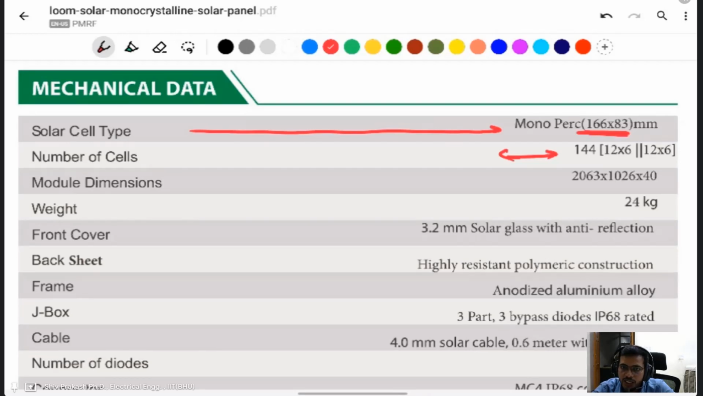Input power is the insolation into area. Area you can calculate here, and insolation, sorry, no need of calculation, it is already given as 1000 watt per meter square. But the number of cells connected, like 144 cells, gives the total area. If you want to calculate, 144 into 166 into 83. This one is given a series and parallel connection of the cells, 12 into 6 and 12 into 6.